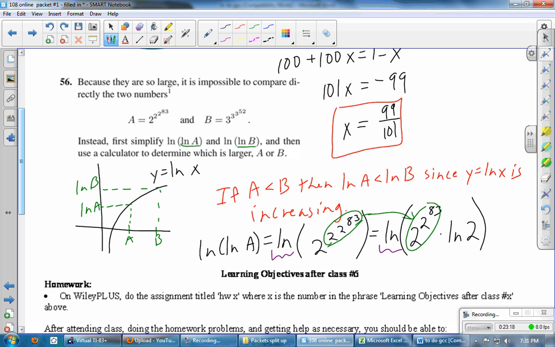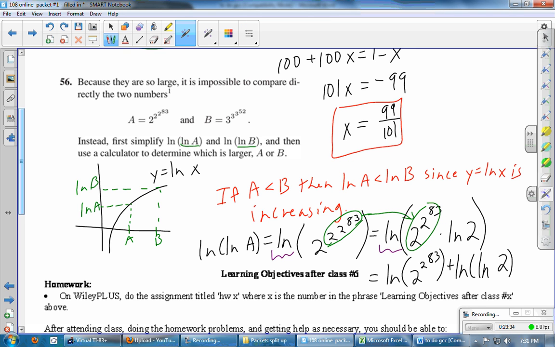And now we can make use of another property of logs that says when you have a log of a product, you can separate it into two different logs with a plus sign in between. And the second ln, the ln of ln of 2, no problem. We can type that on the calculator. It's going to be tiny. But the first one, ln of 2 to the 2 to the 83, we can bring the power down in the front. So let's bring that power down in the front. And the power in this case is here. 2 to the 83rd is going to come in the front just of the first term, not both terms.